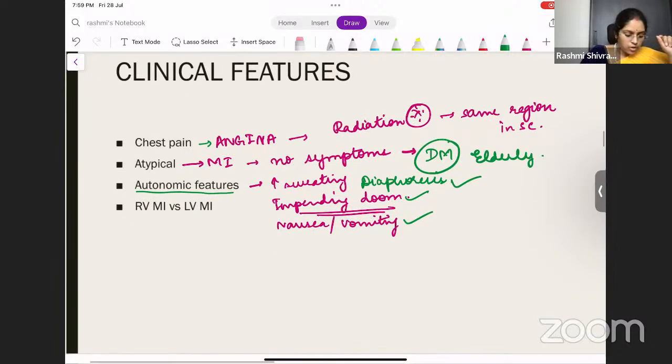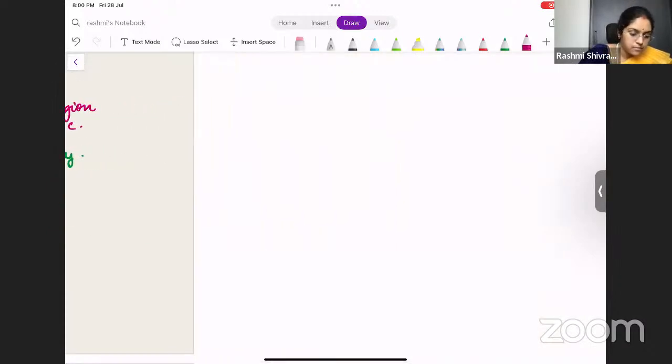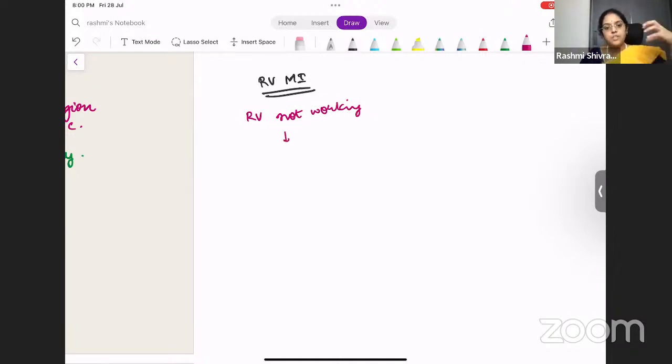Okay. So if the patient is having a right ventricular MI or a left ventricular MI, how will you differentiate? Can you tell me? So let us now see what happens when there is a right ventricular MI. The right ventricle is not working, isn't it? So when the right ventricle is not working, what happens? There is backflow of blood. So what comes into the right atrium?